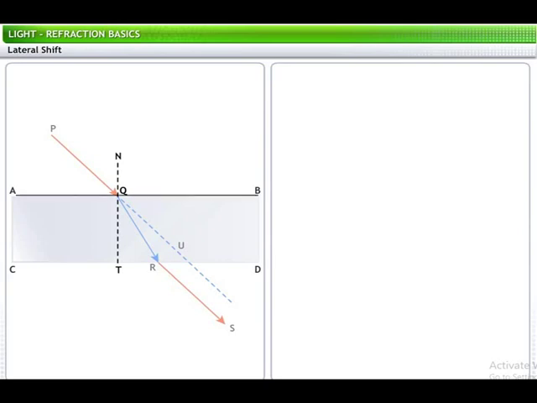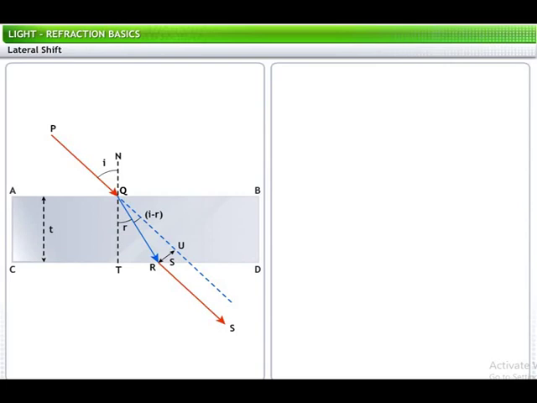NQT is the normal at Q on the face AB of the slab. QT is the thickness of the slab, represented by T. Angle PQN is the angle of incidence of the light ray in air, represented by i. Angle TQR is the angle of refraction of the ray in the slab, represented by r. Hence, angle RQU represents the angle of deviation of the light ray when refracted into glass. It is equal to i minus r.